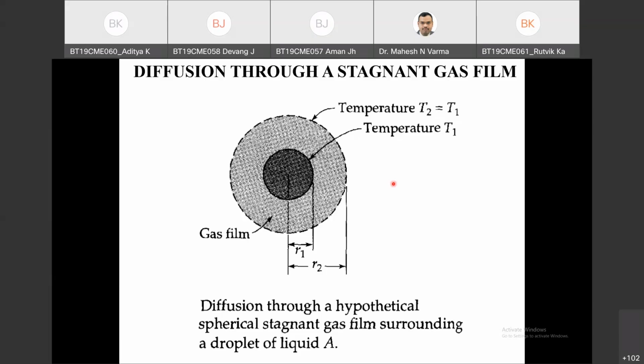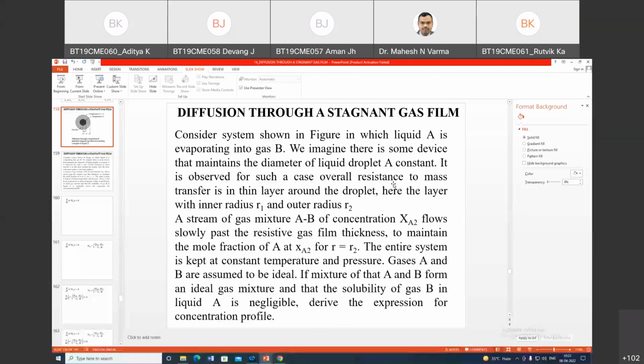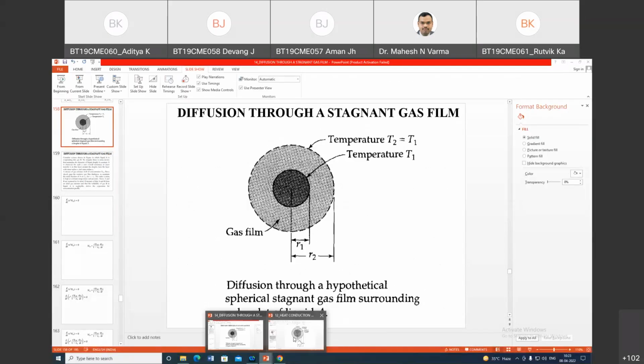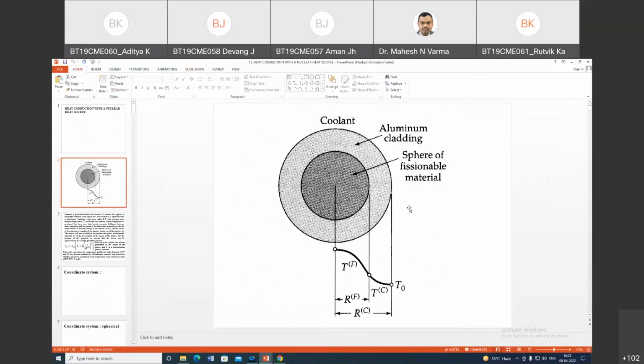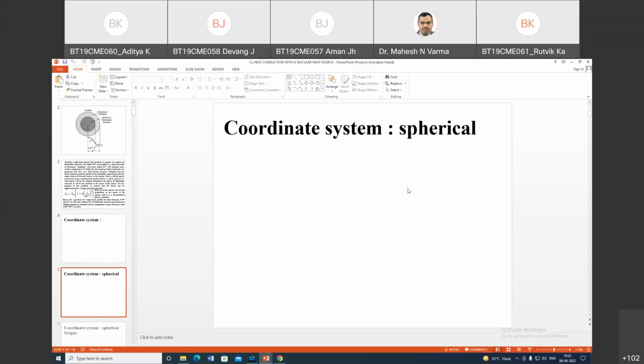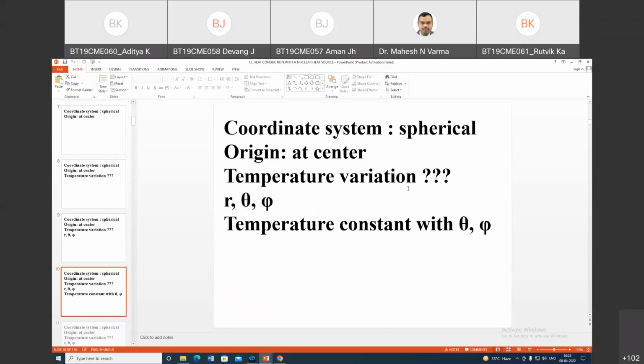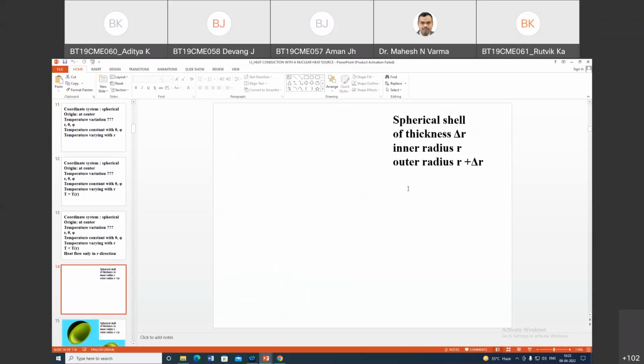If you remember, exactly this same problem we have solved in heat transfer. You can think of this aluminum cladding where there is no heat generation. Some flux will be there. If you see this problem, the coordinate system is spherical. Instead of temperature, here we are discussing concentration.